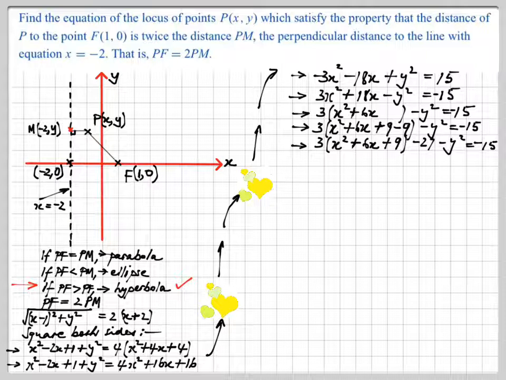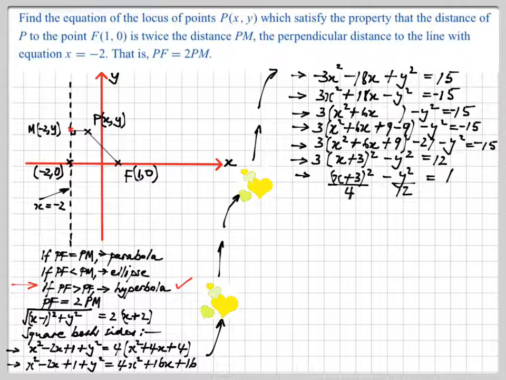We just have to clean up a bit, and we can express that completed square as x plus 3 all squared. Nice, isn't it? And I took the minus 27 over the other side as plus 27, and plus 27 minus 15 is 12. Now we're nearly there. All we've got to do now is divide by 12.